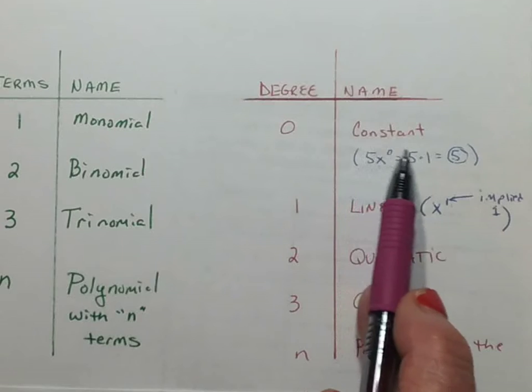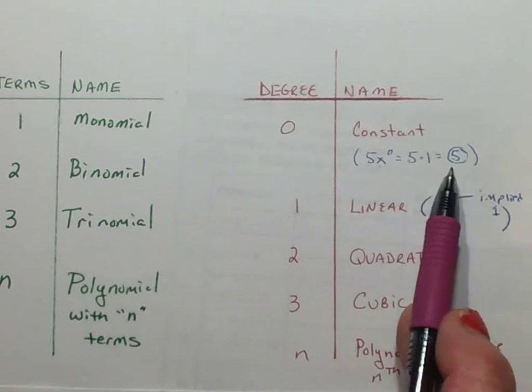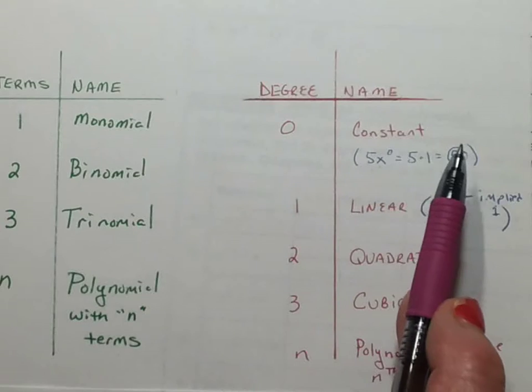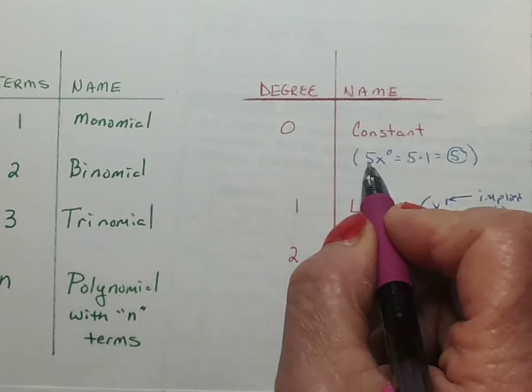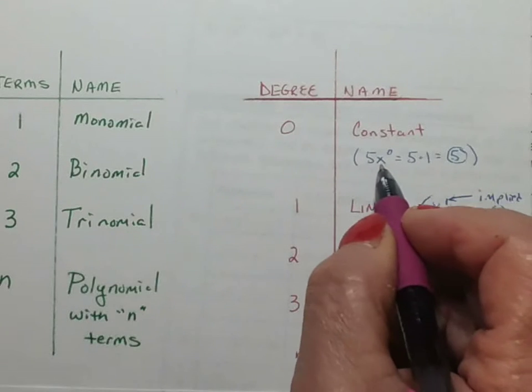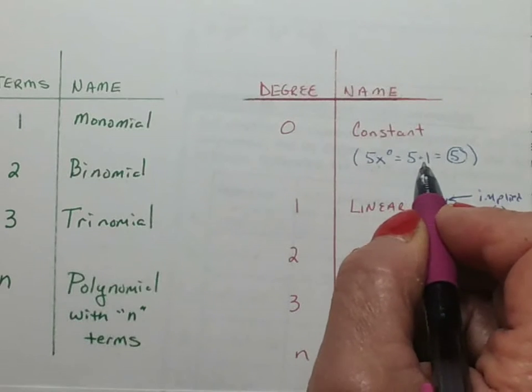Constants always have the degree of 0. The number 5 is a constant, and the degree is 0. Why? Because we did exponents last chapter. If we have 5x to the 0, x to the 0 is 1. 5 times 1 is 5.